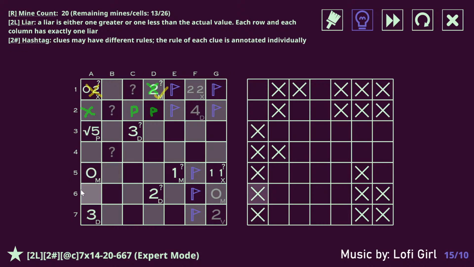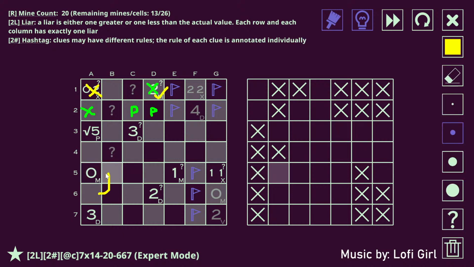Okay, that helps. The 3 and the 0. Well, I don't know. The 0 is referring to a 3, definitely. But it could be these 3, or it could be 2 of these, and then a mine here and a mine here. No idea. We just know one of these is a liar.